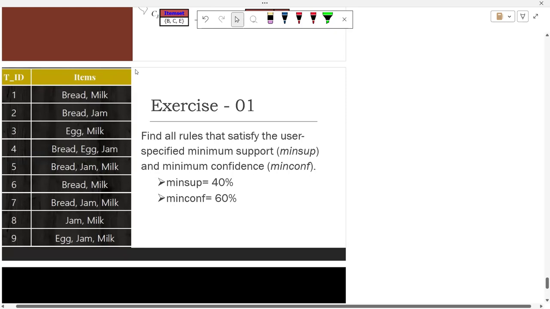For minimum support, I am giving 40%. In the previous case, I gave you minimum support as a number value. Now I am giving the minimum support as 40%. Similarly, minimum confidence is 60%, right? By using these values, try to do it yourself as homework.